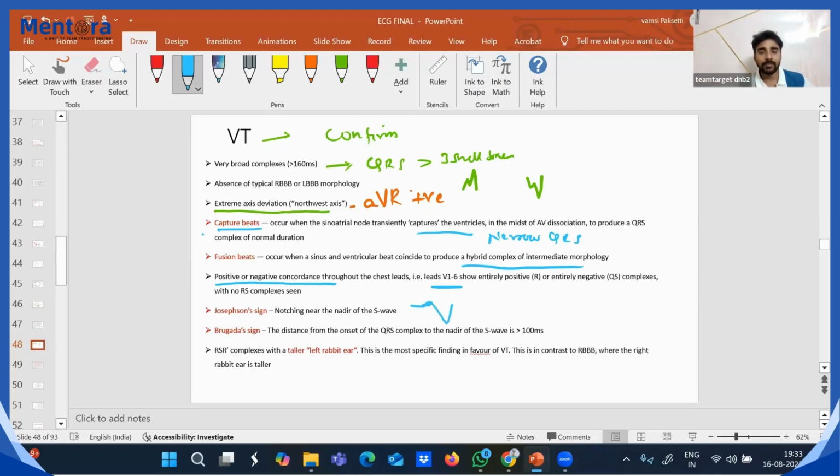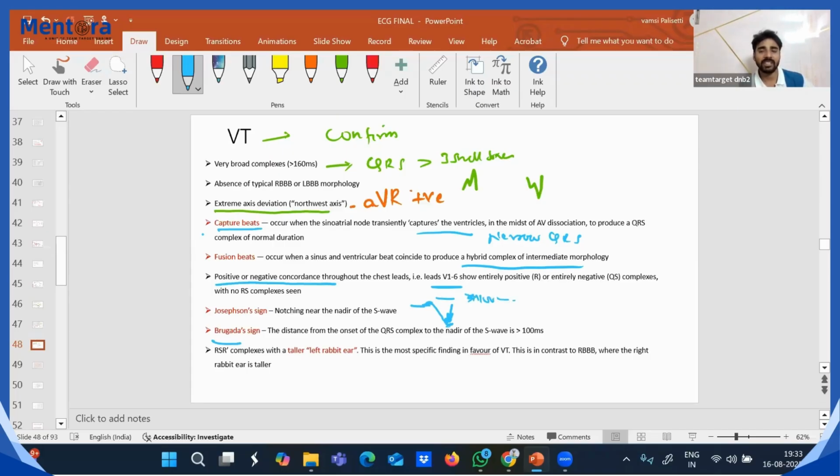Exactly at the S wave, there will be some notching. That is called the Josephson sign. And the other is the Brugada sign. What is the Brugada sign? From the beginning of the QRS complex to the S, to this Josephson sign, it should be greater than 100 milliseconds.